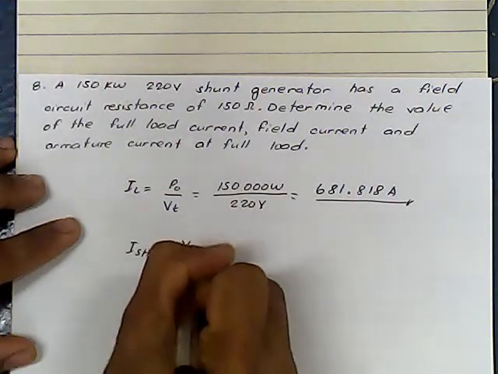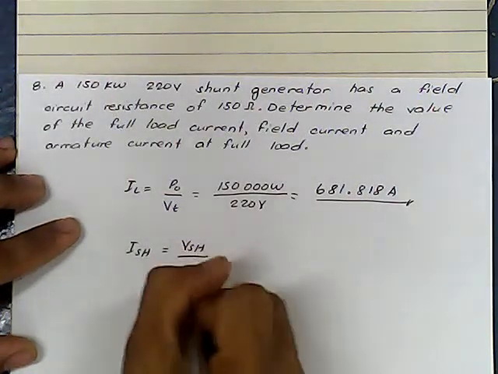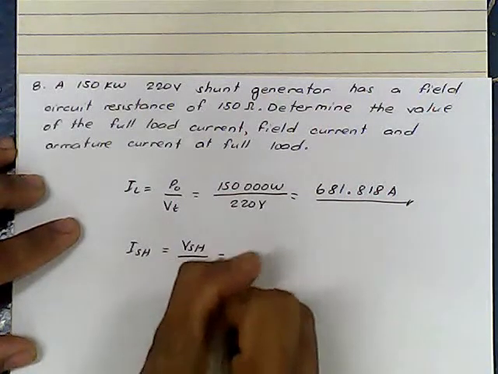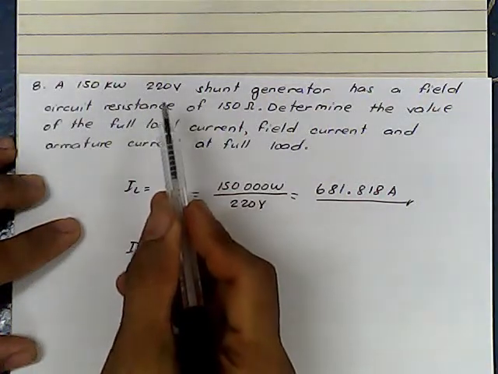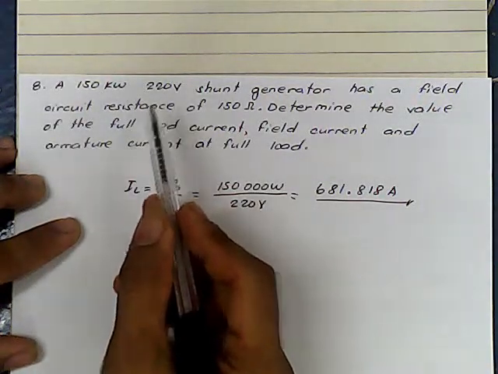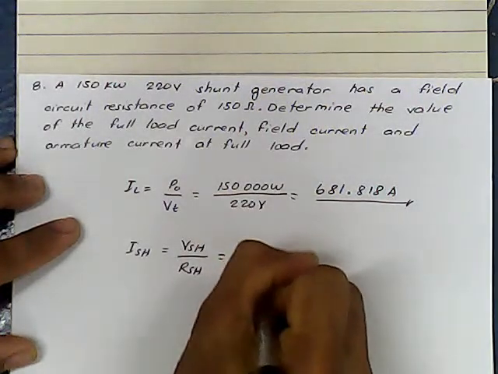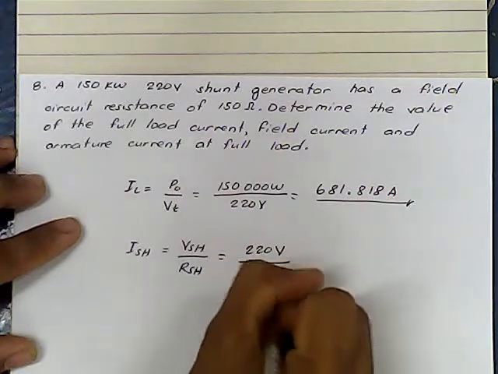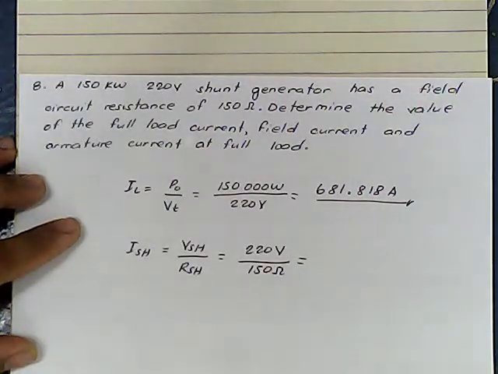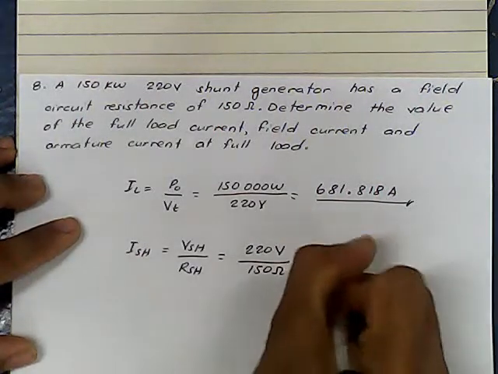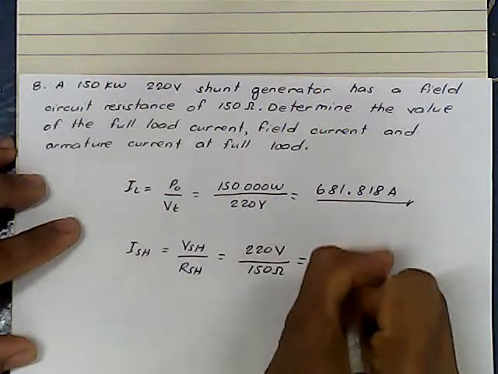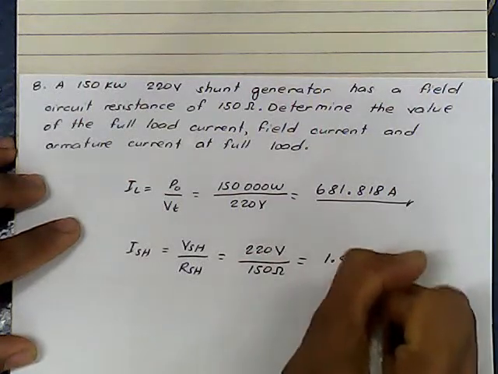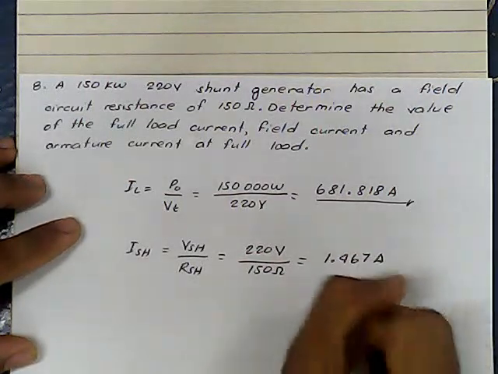Next, ISH, we have VSH all over RSH. So, VSH natin equal to terminal voltage, 220 volts. Divide that by 150 ohms. So, 220 divided by 150. It will give us 1.467 amperes.